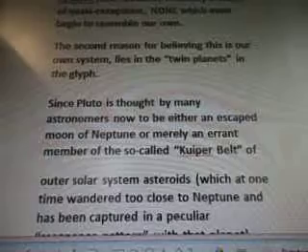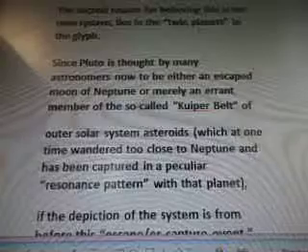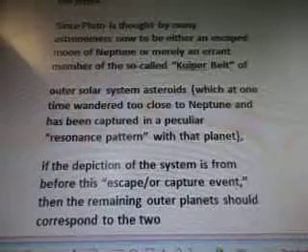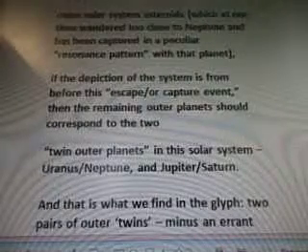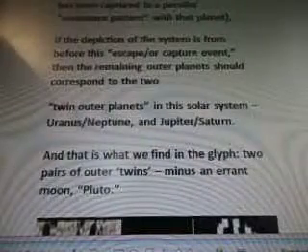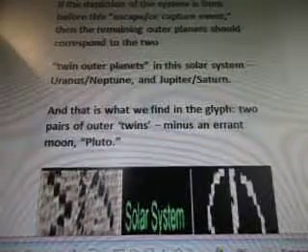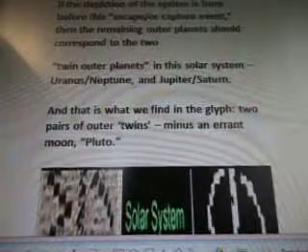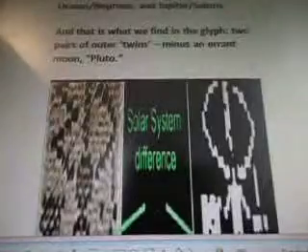The second reason for believing this is our own system lies in the twin planets in the glyph. Since Pluto is thought by many astronomers now to be either an escaped moon of Neptune or merely an errant member of the so-called Kuiper Belt of outer solar system asteroids, which at one time wandered too close to Neptune and has been captured in a peculiar resonance pattern with that planet. If the depiction of the system is from before this escape or capture event, then the remaining outer planets should correspond to the 2 twin outer planets in this solar system, which would be Uranus and Neptune and Jupiter and Saturn. And this is what we find in the glyph, 2 pairs of outer twins minus an errant moon, Pluto.